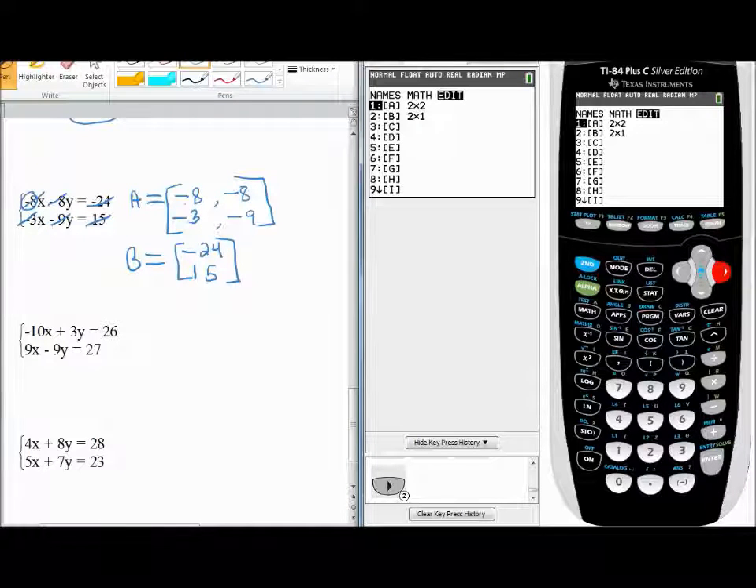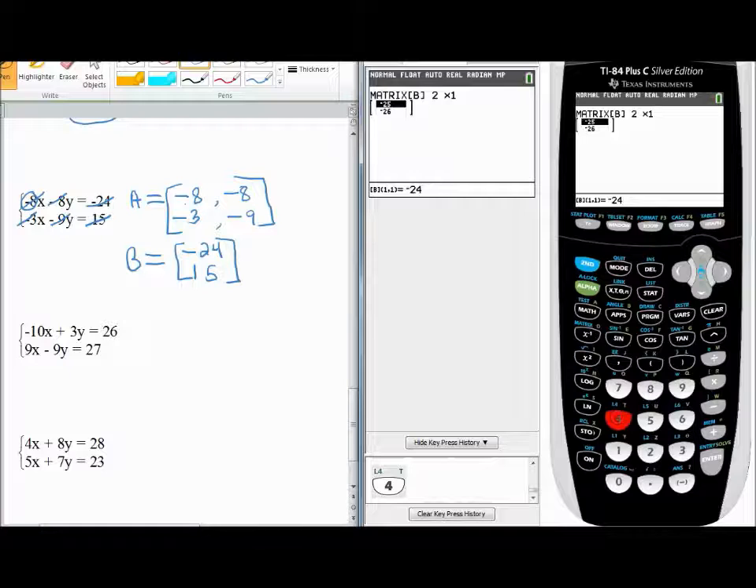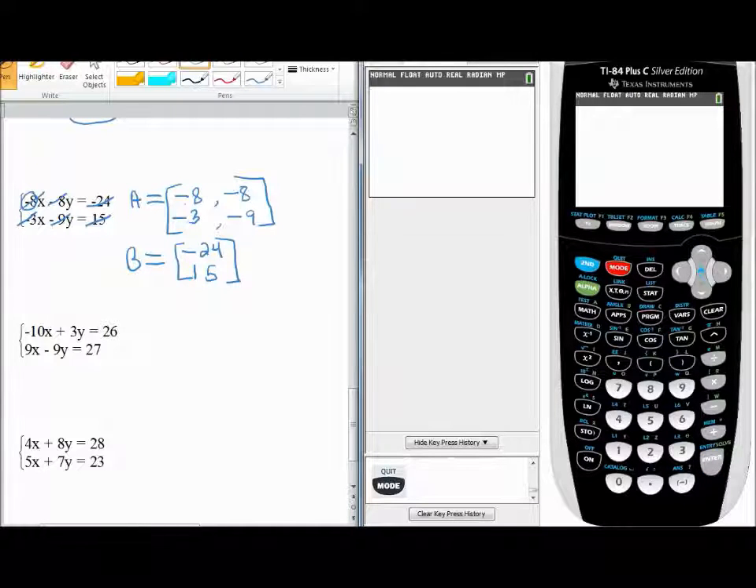This time I'm doing matrix B, so make sure that you hit number 2 for matrix B. Matrix B is already at a 2 by 1. So hit enter, enter. Now I can plug in my information. Top number was a negative 24. Enter. Bottom number was 15. Enter. Once I have the data in for A and B, I'm ready to go to my home screen. Now I'm ready to calculate the solution.